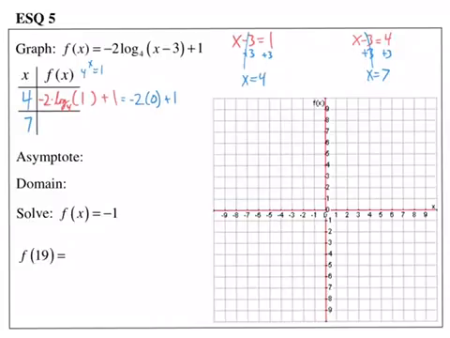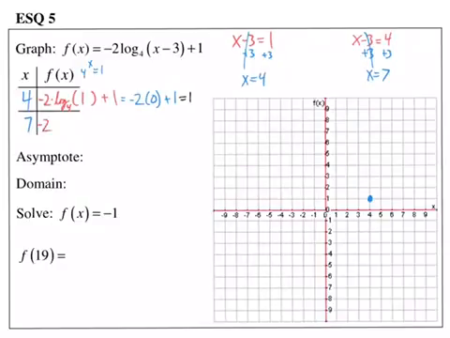So hopefully you can see that this right here, 4 to the 0 is 1, so I replace that log with 0. Now, negative 2 times 0 is 0. 0 plus 1 is 1. So my coordinate, I'm going to go over here and graph, is 4, 1. I'm going to plot 4, 1. That's a dot.